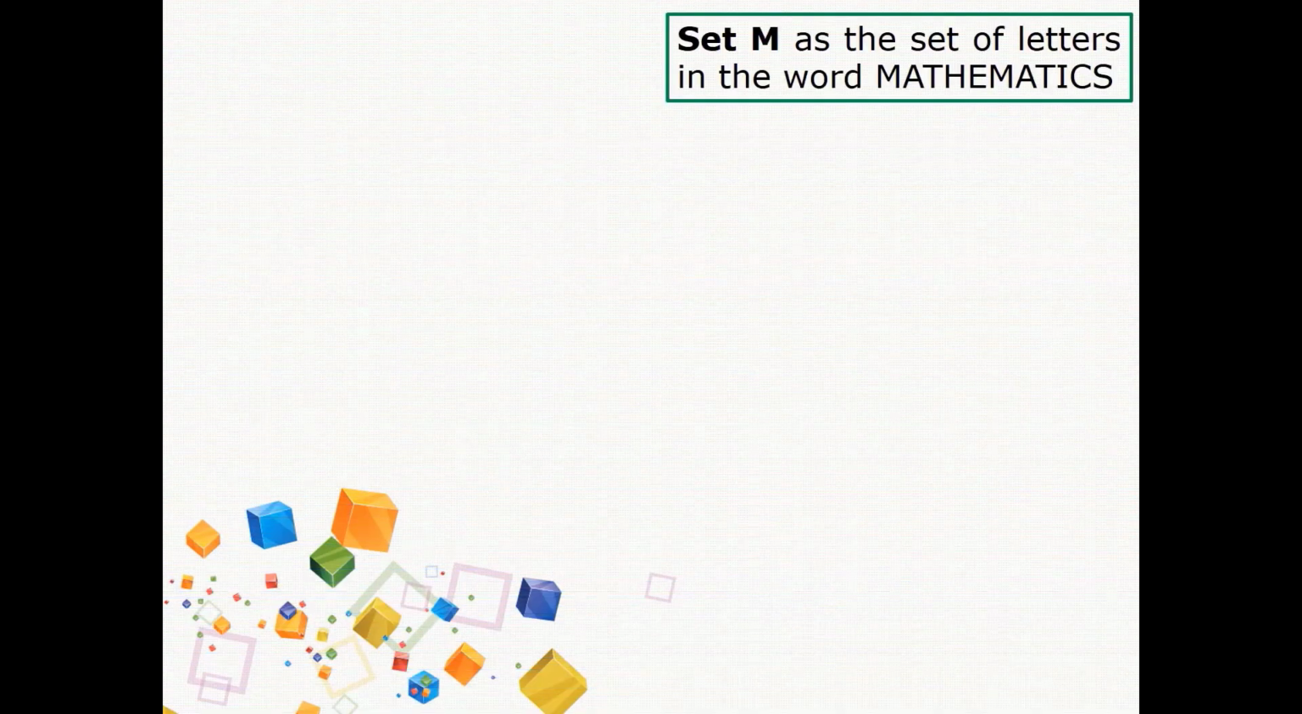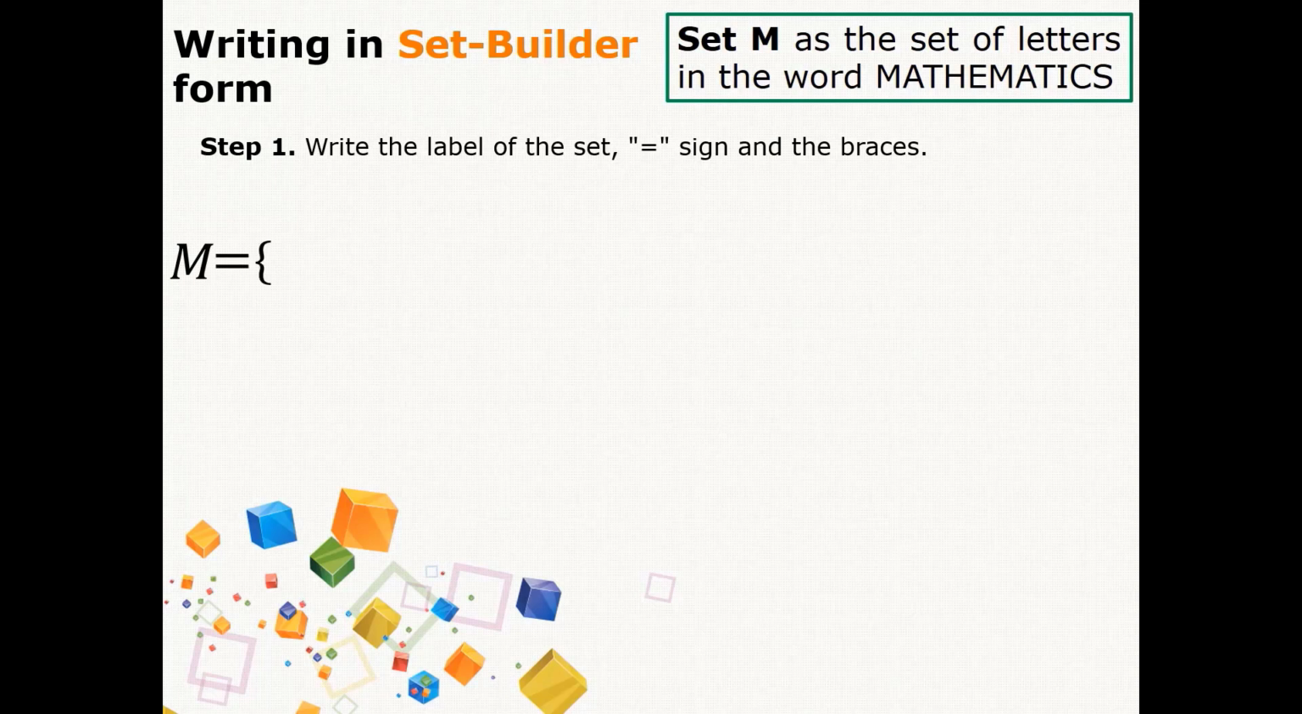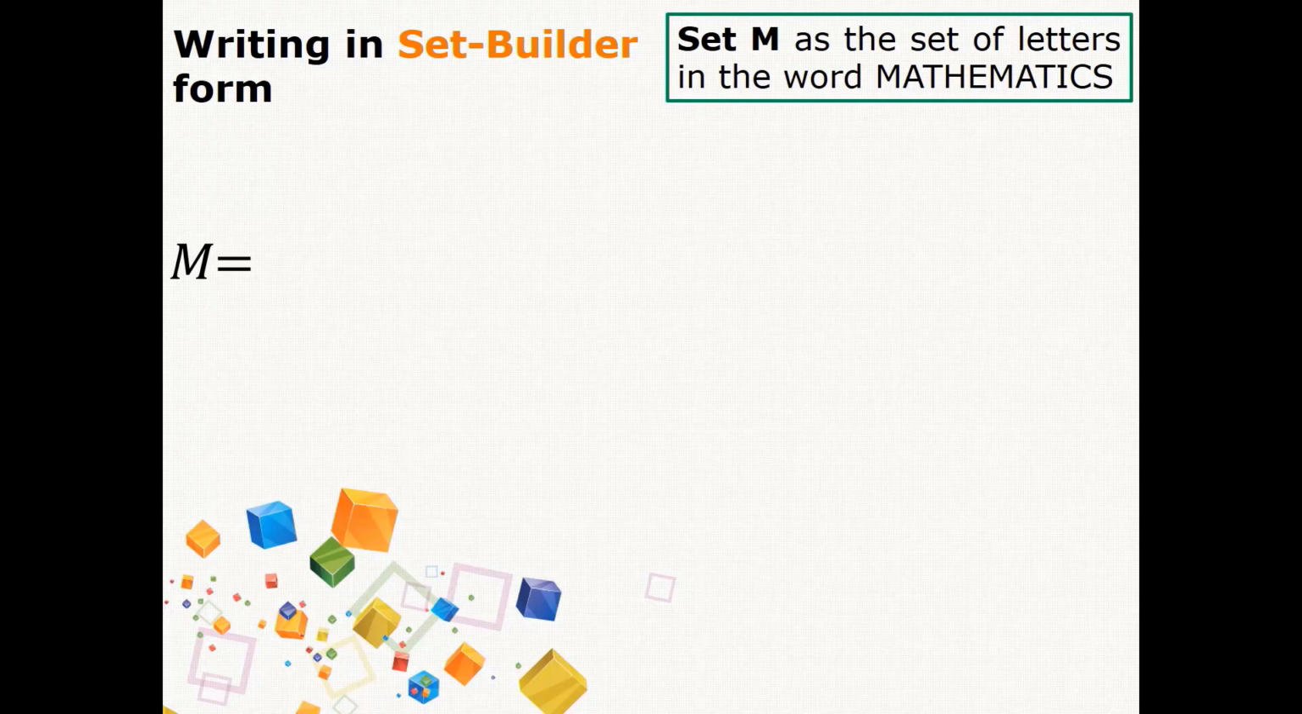The second form of a set is called the set builder form. Set builder form is a general form of sets. To write it, we will still use the label and the other notations. But here, we will add a notation for generalization.